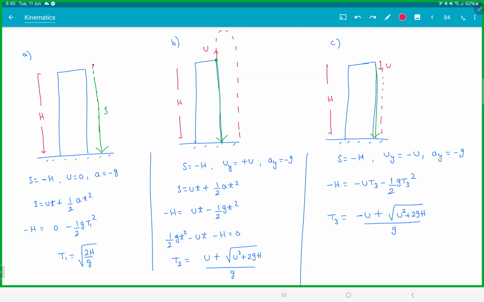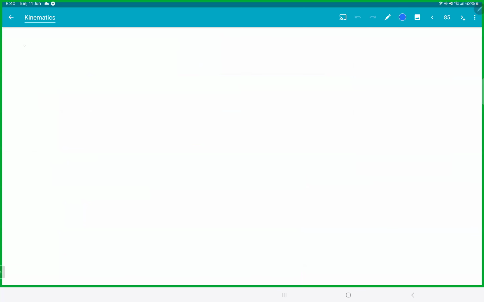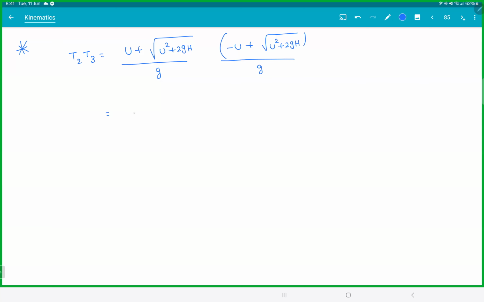Now the same thing. If you look at this, there is a pretty nice result. If you take t2 into t3 and multiply, you will end up with u plus root over u square plus 2gh, by g, into minus u plus root over u square plus 2gh, by g. You end up with 2gh by g square. That turns out to be 2h by g, which is nothing but t1 square.